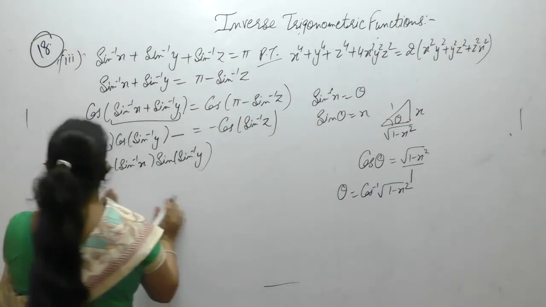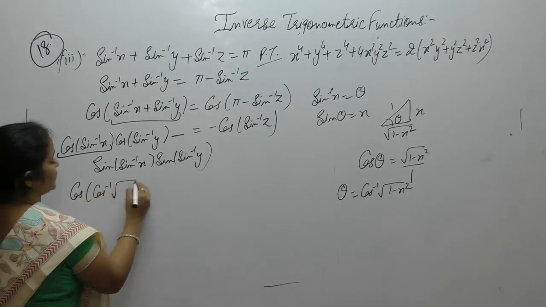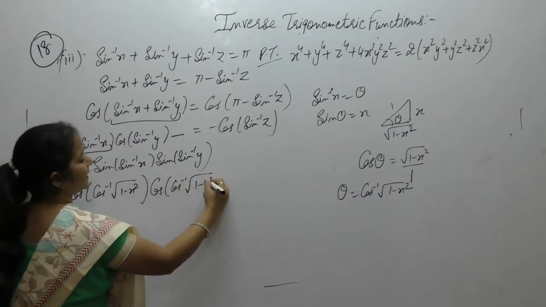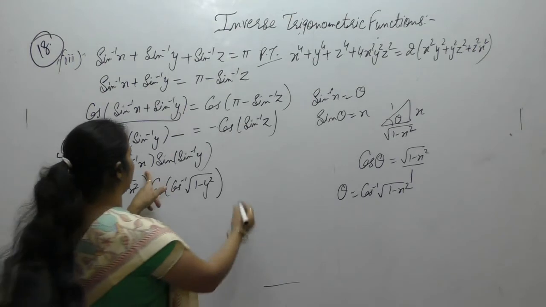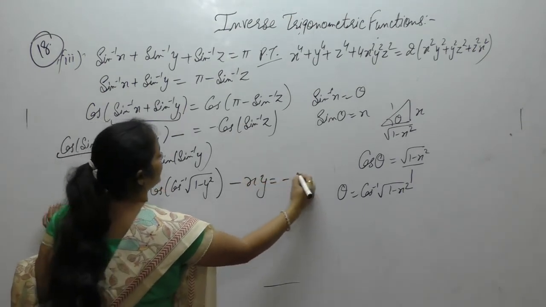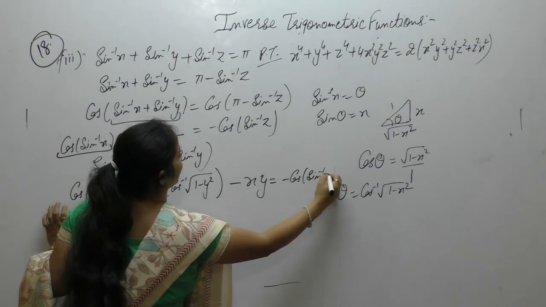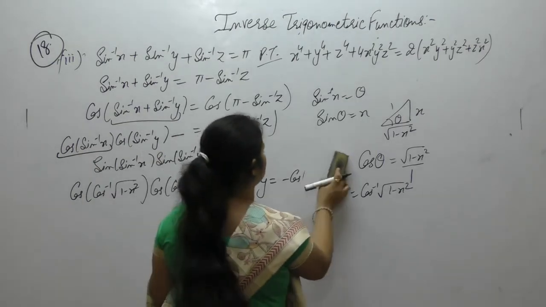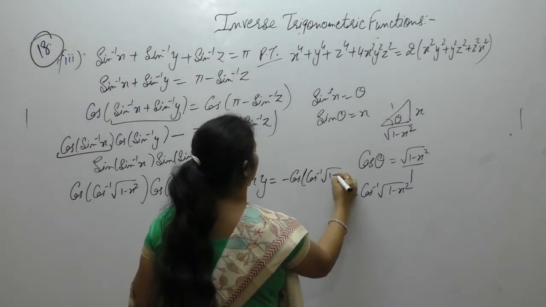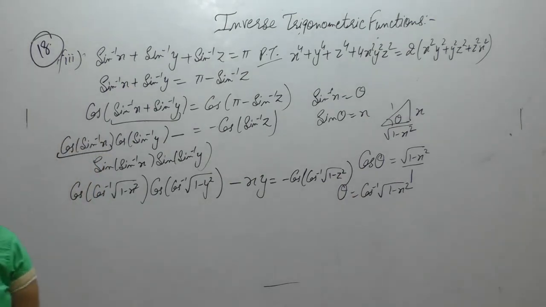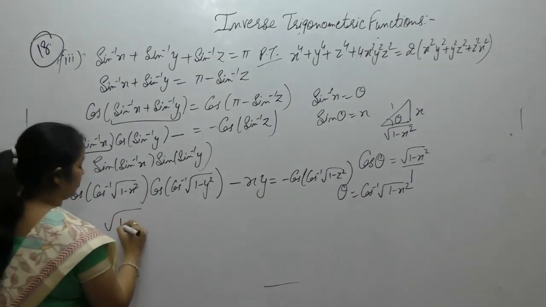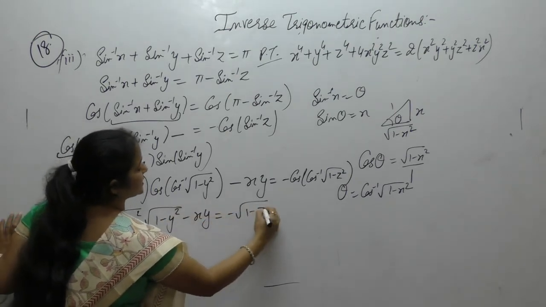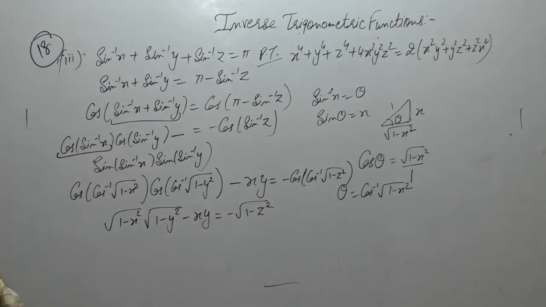So here we get cos of cos inverse square root of 1 minus x square. Similarly, cos of cos inverse square root of 1 minus y square. Sine and sine inverse will get cancelled, minus xy, minus cos of sine inverse z. Similarly we get it as square root of 1 minus z square. Clear? Now square root of 1 minus x square, square root of 1 minus y square minus square root of 1 minus z square.